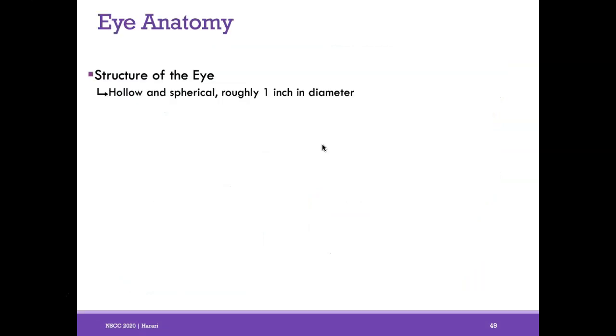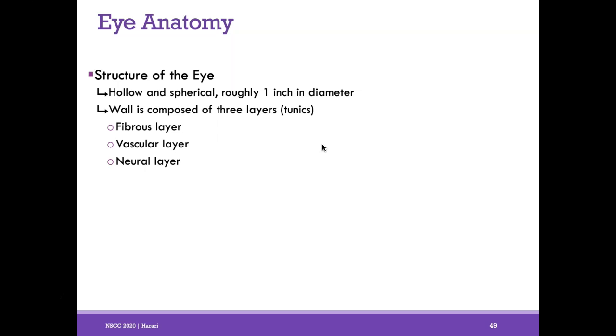So let's talk about the eye itself. The wall of the eye is composed of 3 layers, and it's hollow inside. It's about 1 inch in diameter. So think about the eye as a hollow sphere with a wall made of 3 layers: the fibrous layer, the vascular layer, and the neural layer. Inside, the spaces are filled with fluids that help support the eye's structure and shape.